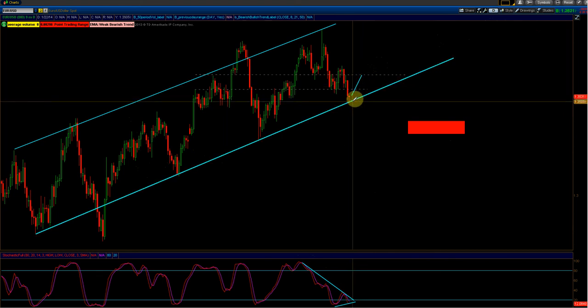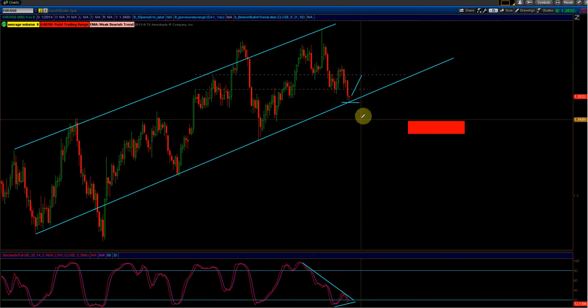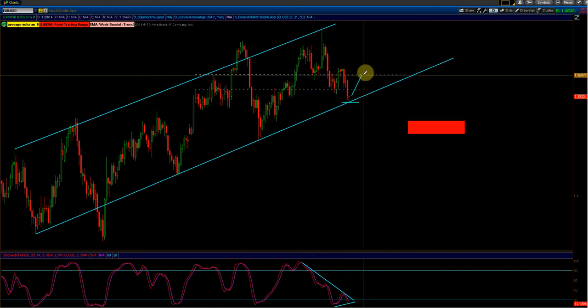My stops would be just below this wick of this current candle. So if I enter my trade at 13537, my stop would be at about 13501. So this is where I would place my stop, and again my target.